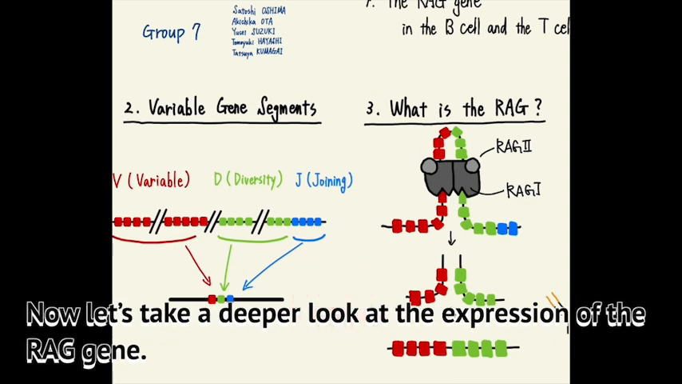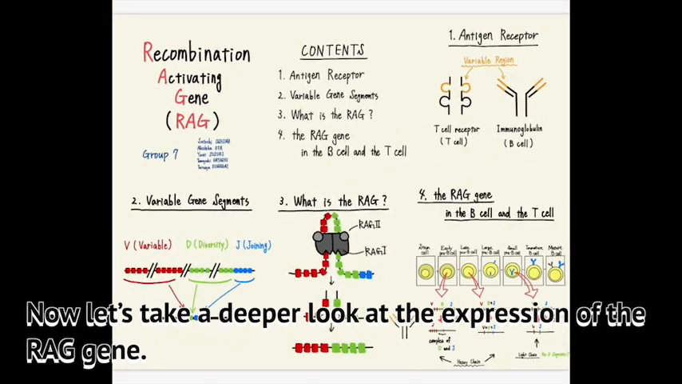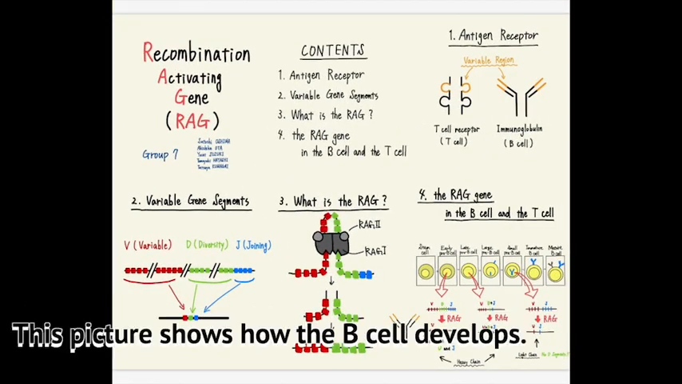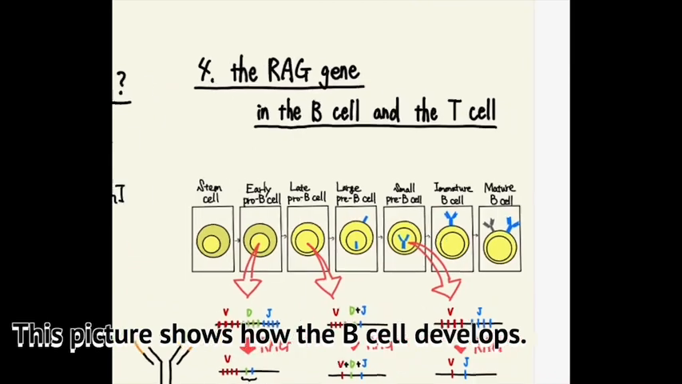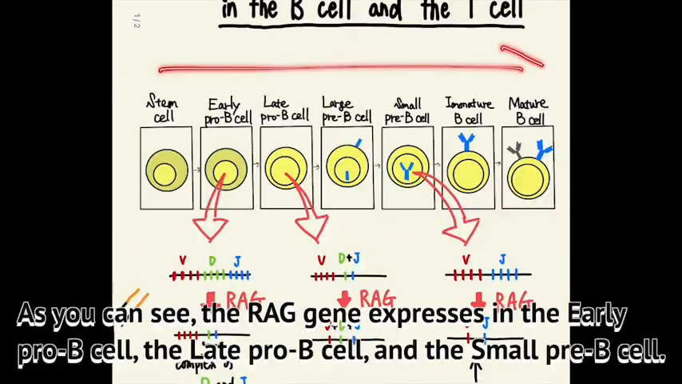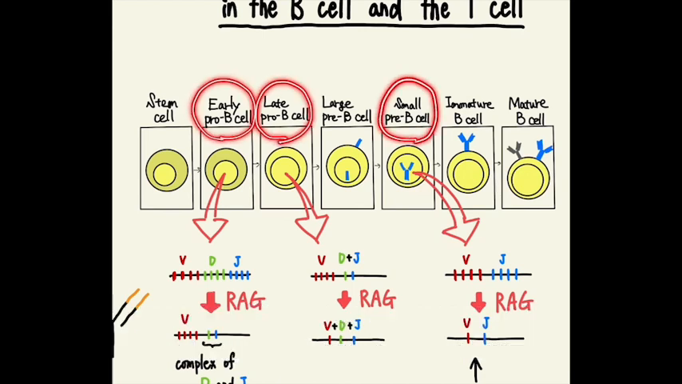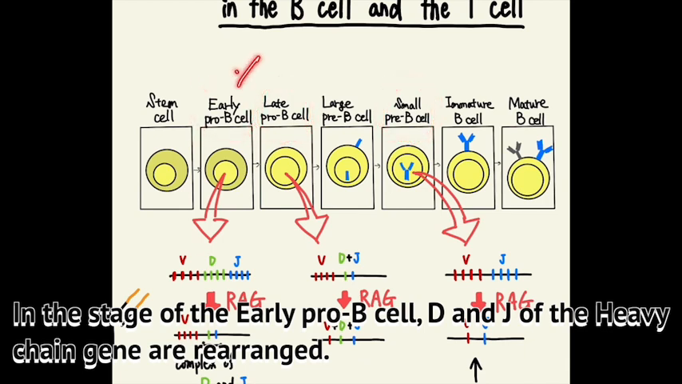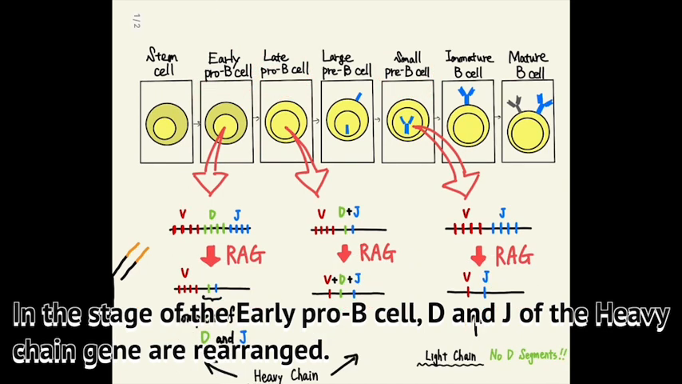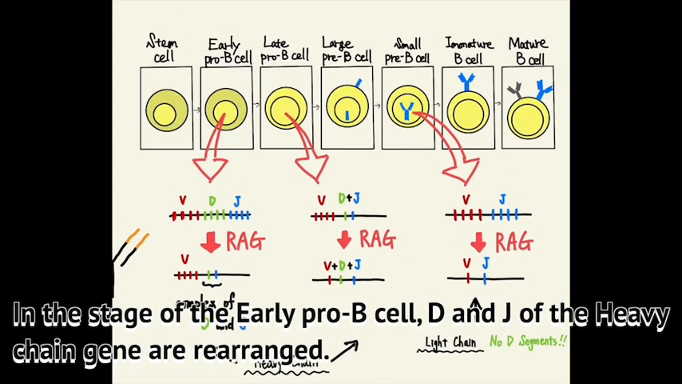Now let's take a deeper look at the expression of the RAG gene. This picture shows how the B cell develops. As you can see, the RAG gene expresses in the early pro-B cell, the late pro-B cell, and the small pre-B cell. In the stage of the early pro-B cell, D and J of the heavy chain gene are rearranged.